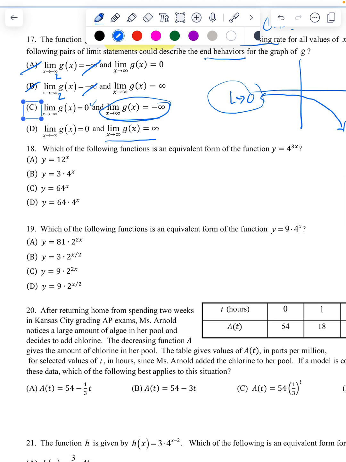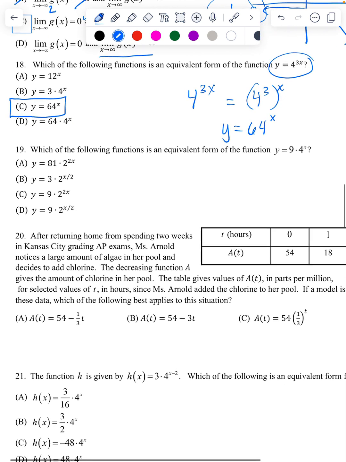Which of the following functions is an equivalent form of this function? Okay, so keep in mind that our power rules allow us to split this up like that. And so then 4 to the third power is going to be 64 to the x power. So that is just about knowing my exponential rules.